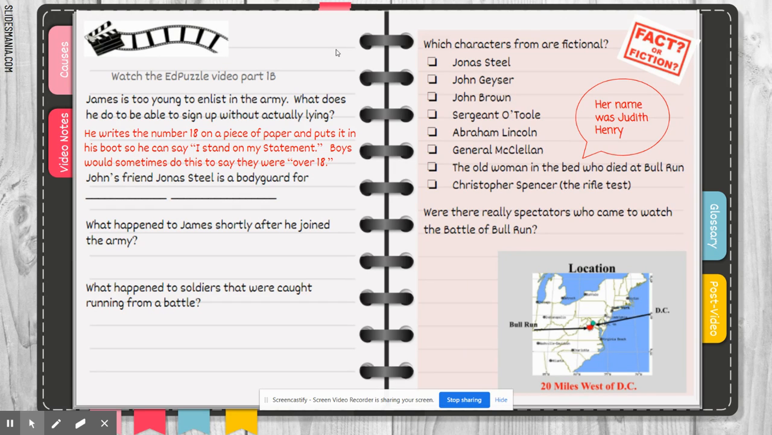Okay, John's friend, Jonas Steele, who is the weirdest character in the movie, he has all kinds of strange visions about seeing the future and stuff like that. He is a bodyguard for Abraham Lincoln. He says he knew Lincoln back when Lincoln was a lawyer. And so they've known each other some time, and he is now serving as a bodyguard.